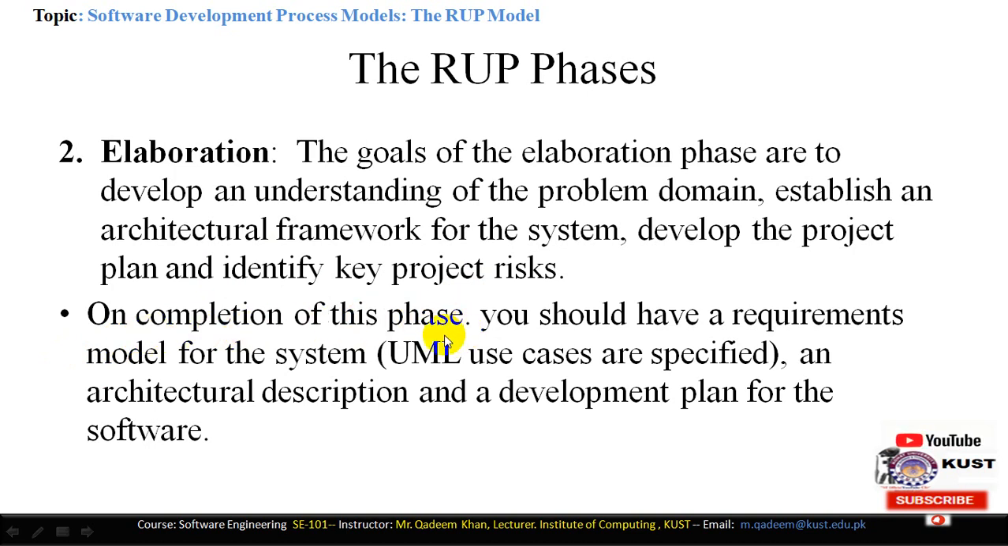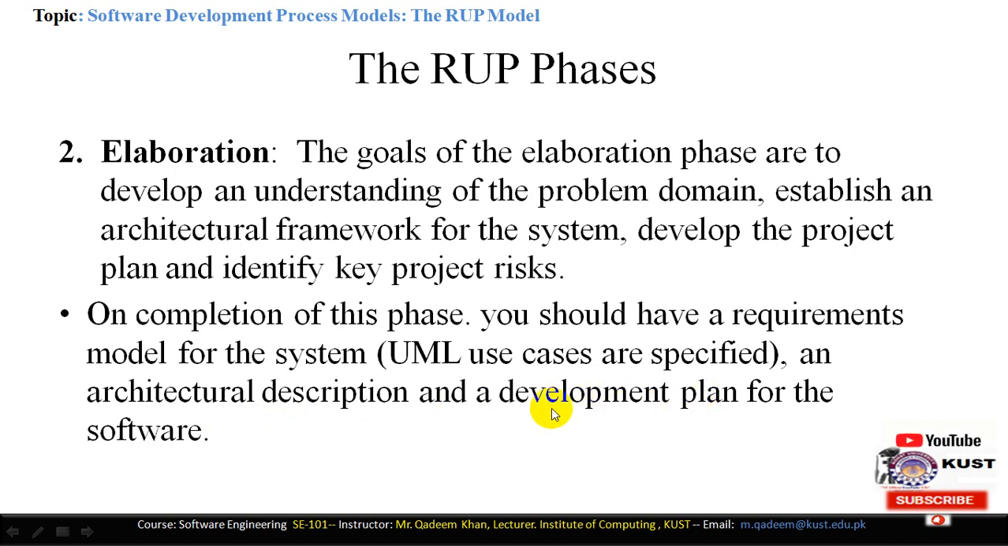On the completion of this phase, you should have a requirement model of the system. A requirement model of the system means you have all sorts of use case diagrams, scenario diagrams, all the behavior diagrams. All these diagrams are in fact integrated into the Unified Modeling Language in the form of the use case diagram, as specified. And an architecture description of the product. Architecture description means how many components can be utilized in the development of the project and how these components will interact with each other to define the usage scenario of the customers, and also the development plan for the project.